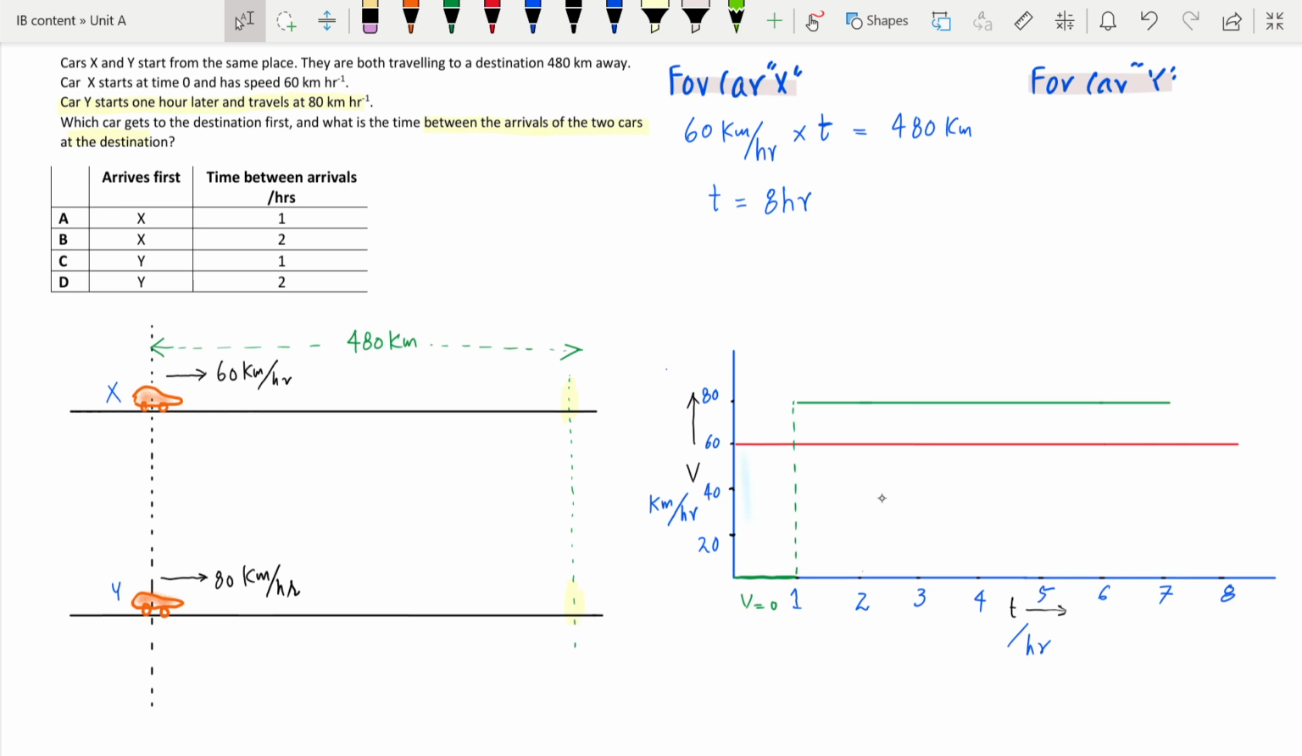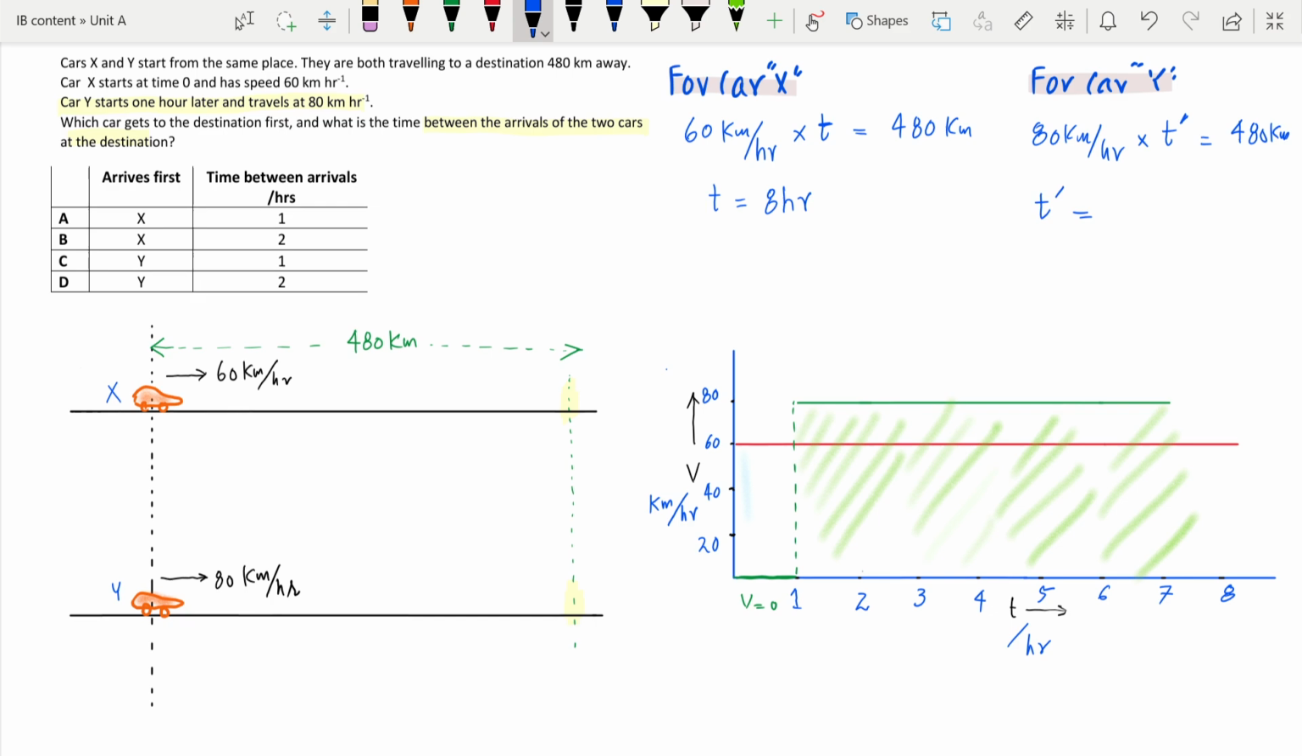For car Y, we don't know the time, but what we know is that the area under this line is 480 kilometers. So we can say 80 kilometers per hour times the time taken is equal to 480 kilometers. So the time is 480 divided by 80 in hours, which is 6 hours. So this is the time taken by car Y.